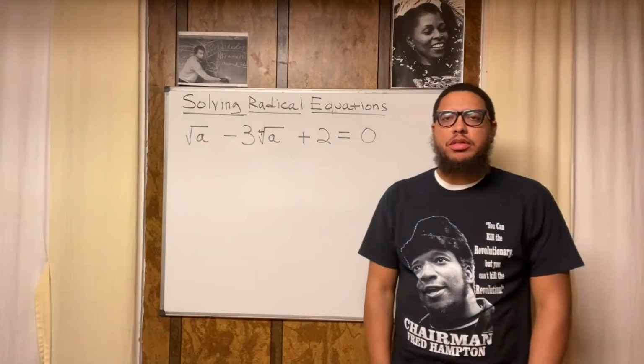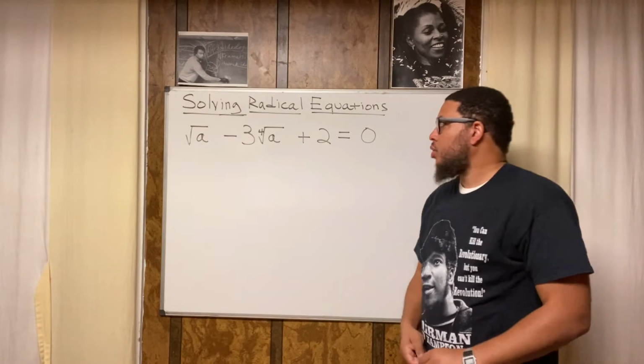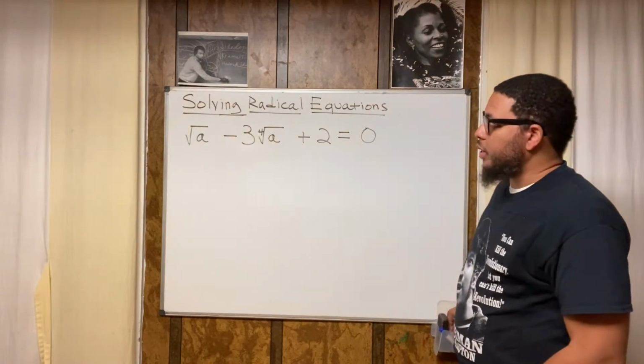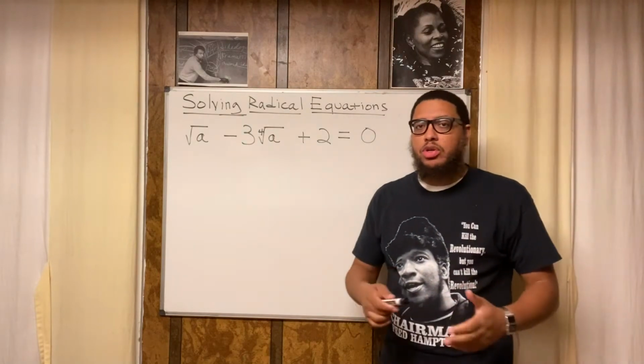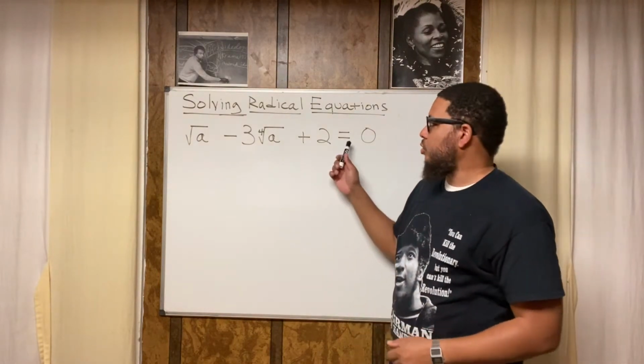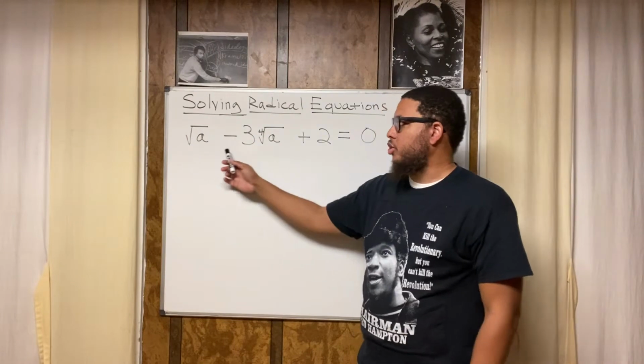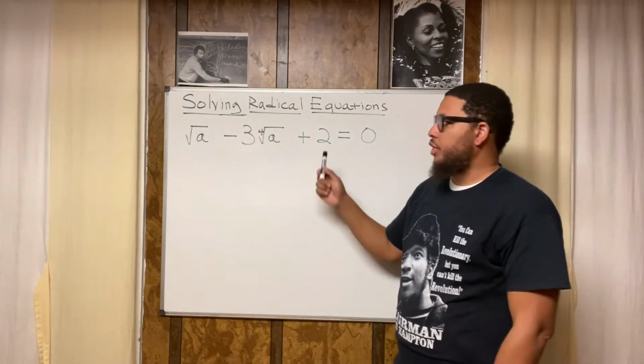This is Professor Parker, and for this lesson, we're going to talk about solving radical equations, but a certain type of radical equation: one that has an expression on the left side of the equation that's set up like a trinomial, 1, 2, 3 terms, all right?